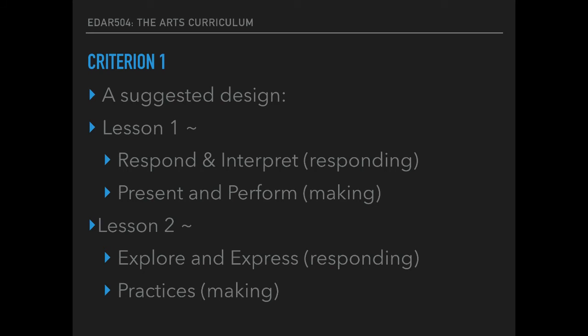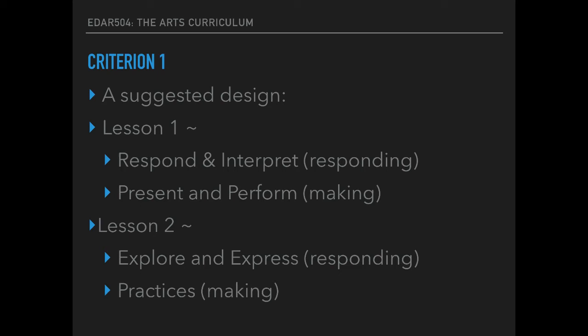A suggestion for the development of this criterion number 1 and your lessons. Now, this is only a suggestion. This would work, and you can certainly do it other ways, but this is to give you a leg up. Lesson 1, remembering that we want to be focusing on the strands. Lesson 1, you might want to have a combination of a respond and interpret activity and a present and perform activity. You might want to think about your respond and interpret as being the responding principle.